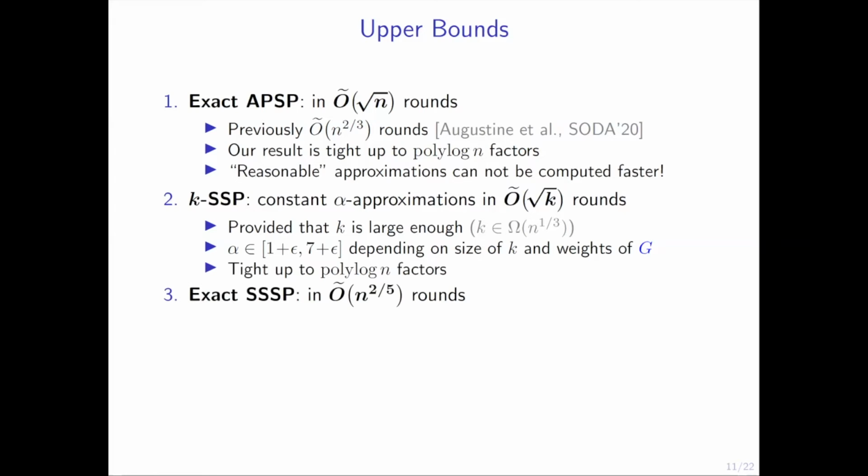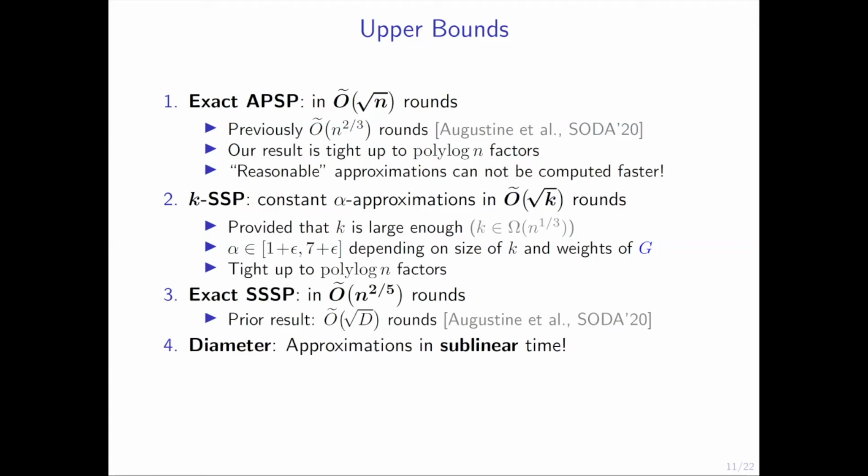Our third result is that we show how to solve exact SSSP in n to the 2/5 rounds. This improves on the O of square root of D round algorithm by Augustine et al. for graphs with large diameter.